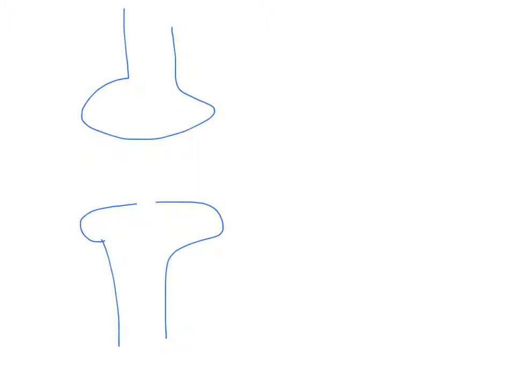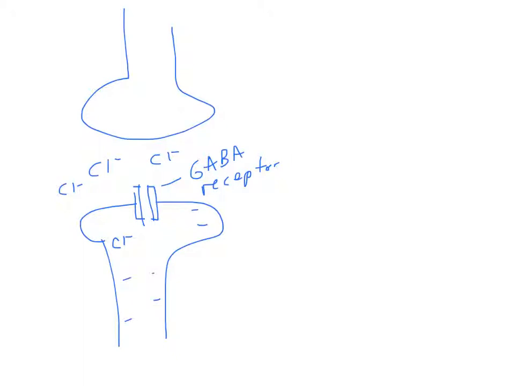Once again, let's just say that we have a receptor here, but in this case, this receptor is a GABA receptor, and because it's GABA, it doesn't allow sodium to come in, but rather Cl minuses. So we're assuming that there's more Cl minuses on the outside than the inside. So when GABA binds, Cl minus flows in. Once again, more negative on the inside than the outside.